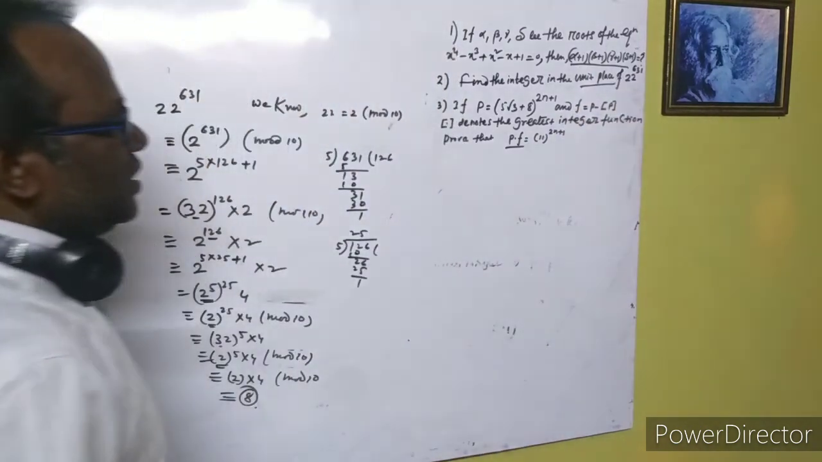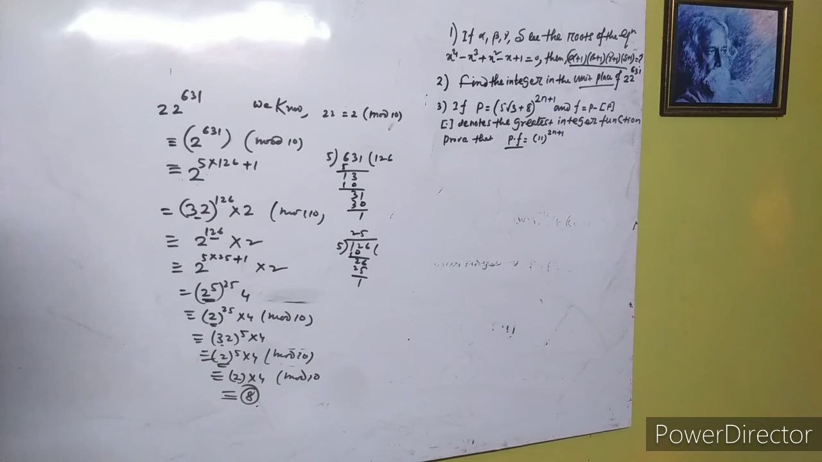So what is the number in the unit place? This is 8 here. This is the very important class for this video. See carefully. This is the most interesting class. Okay, students, see carefully.